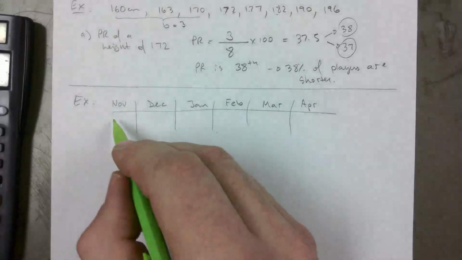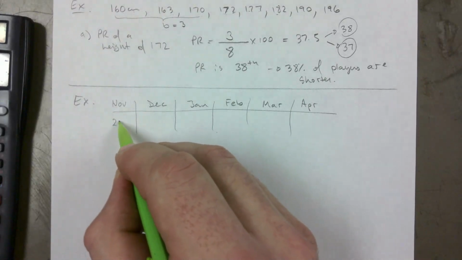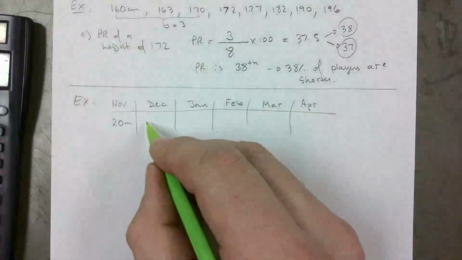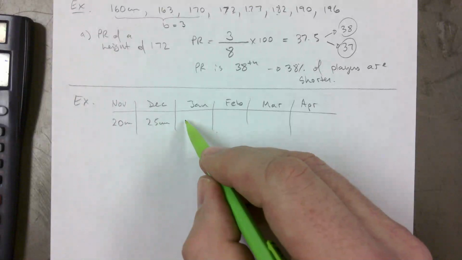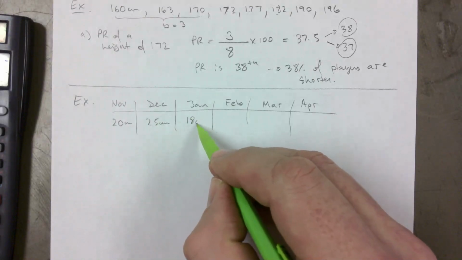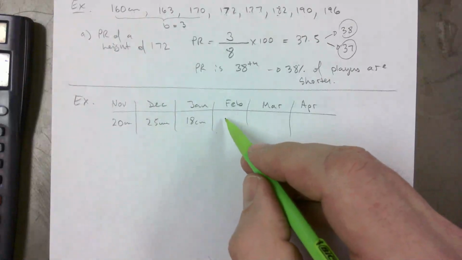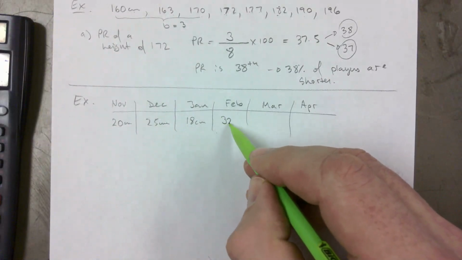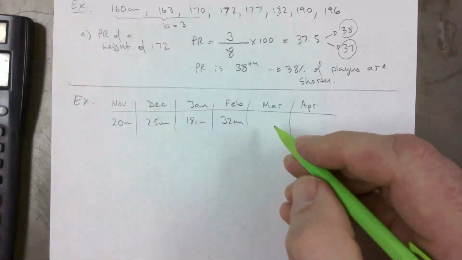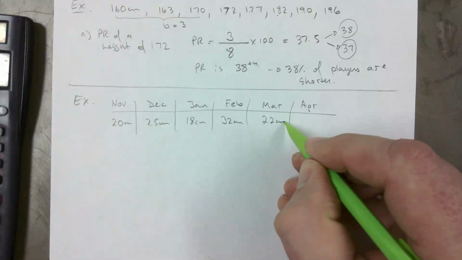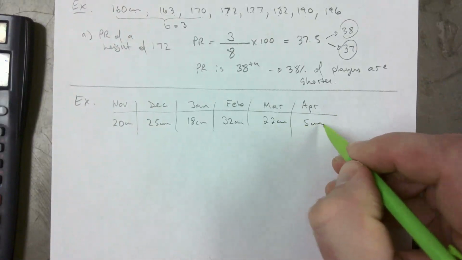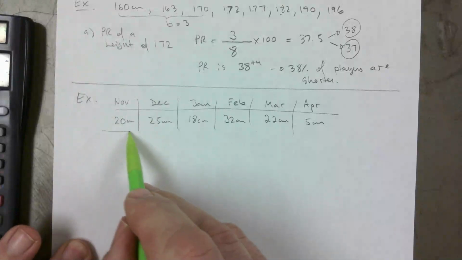So let's say in November we had 20 centimeters. December we had 25 centimeters. January we had 18 centimeters. February we had 32 centimeters. We got a big storm. And March we had 22 centimeters. April, 5 centimeters in total. Okay.